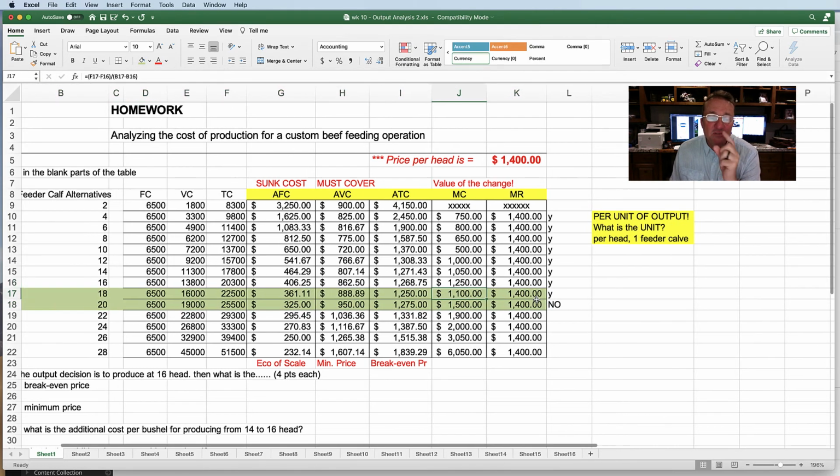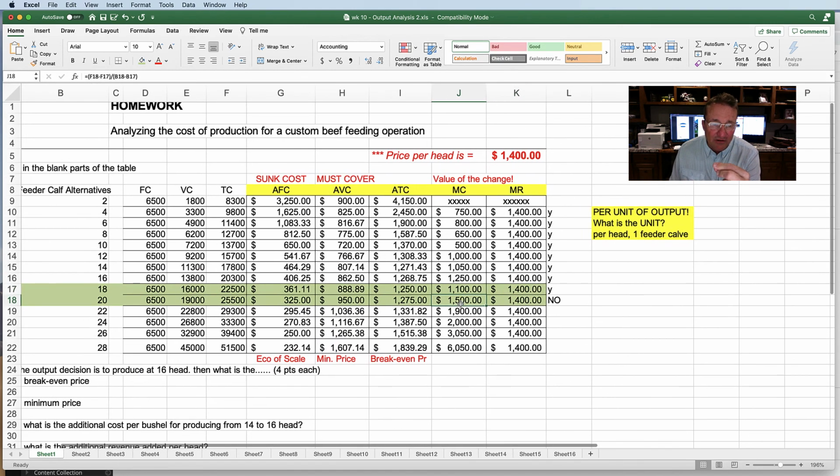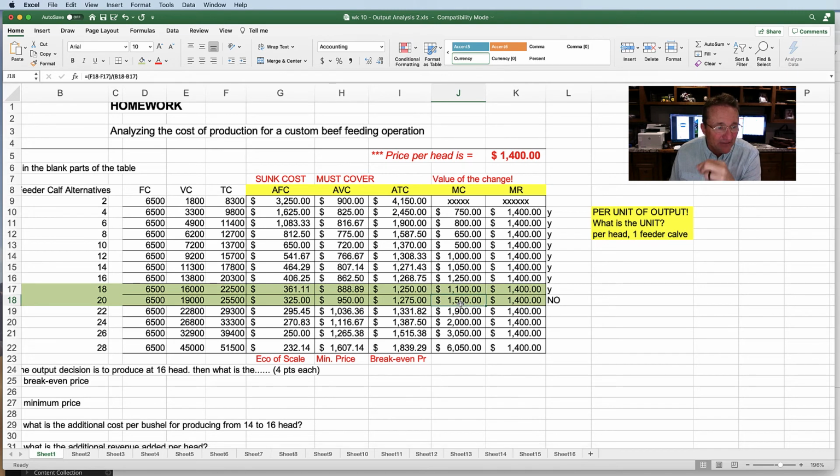Because if I'm spending $1,100 and I get $1,400 back, I'm going to want to go to that next level. But if I go all the way to that next level, 20 head, I'm at $1,500 and I'm only getting $1,400 back. I'm losing $100 there. I would not do this, but I would not stop here. So the answer is somewhere between here. Maybe it's 19. Maybe it's 18, and then I have a head in there that I actually get sold a little earlier. That is analysis that's going to require further investigation.